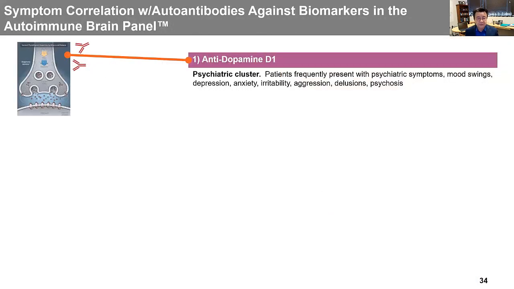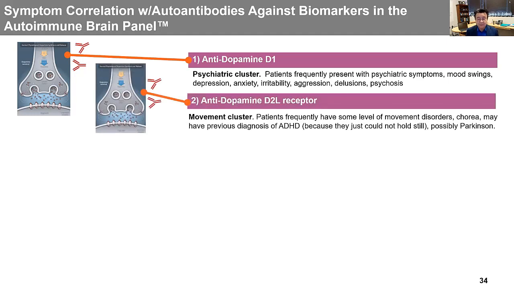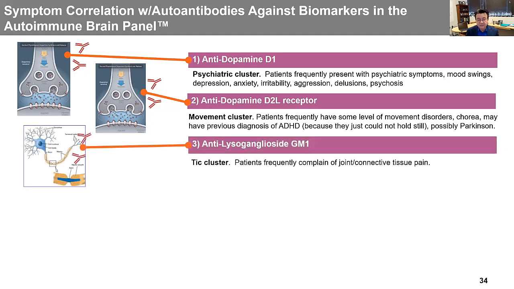So over the 20 years of research and all of these 16,000 patients now, what we have found is that when an antibody against dopamine D1 is found in a patient, we see these psychiatric clusters, such as psychiatric symptoms, mood swings, depression, irritability, etc. And a paper just got published with Dr. Cunningham and her work showing that when patients have antibodies against dopamine D2, you see movement clusters. Patients have some type of choreiform movement, some type of inability to sit still or hold still, and as a result, maybe a diagnosis of ADHD.